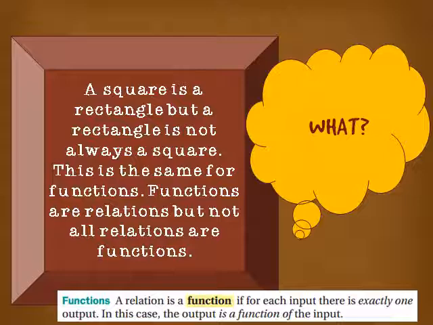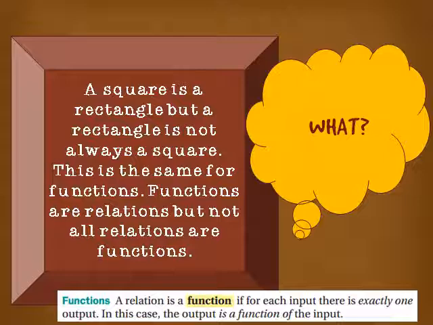So a function is a relationship where each input gets exactly one output. In that case, the output is a function of the input. So if I have a certain number and I put it in, then I better get that same number out every time. So if I'm driving 60 miles per hour and I put 1 in, I should get 60 out every time I put 1 in. So if I put 1 in, I get 60.